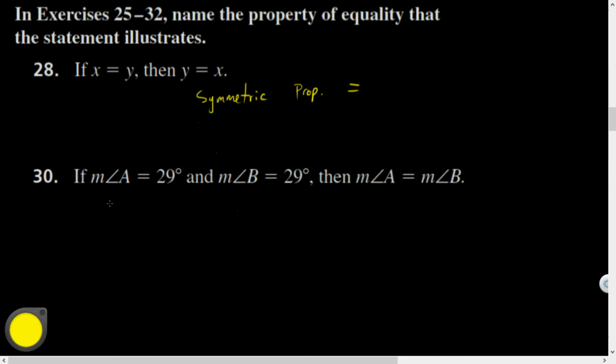Let's see, how about this one? If the measure of angle A equals 29 degrees and the measure of angle B equals 29, then the measure of A equals the measure of B. I'm accepting 2 answers for this.